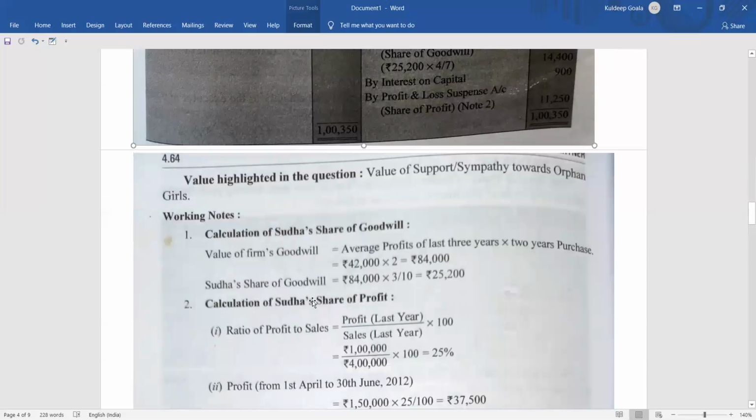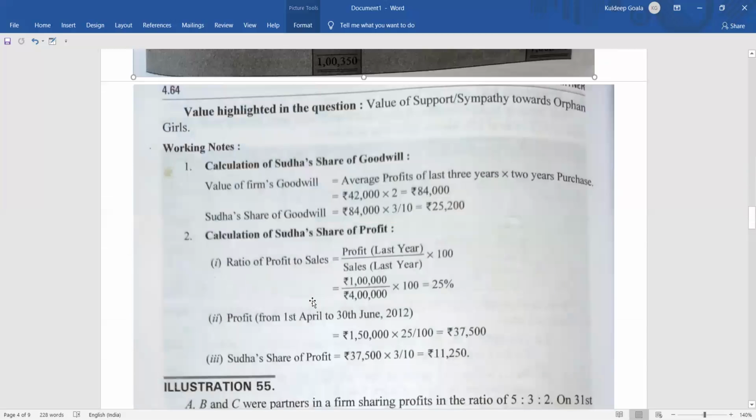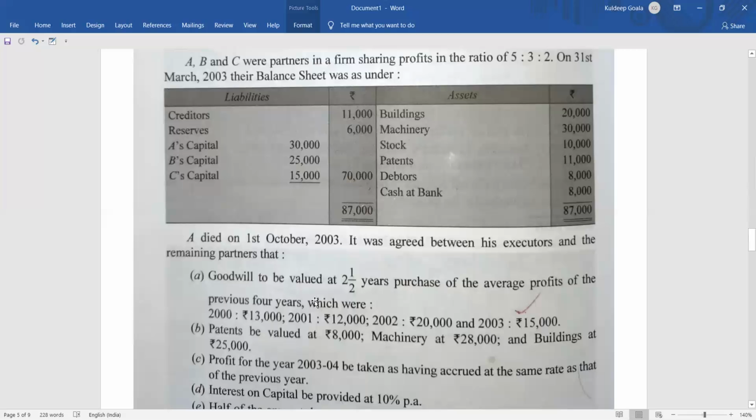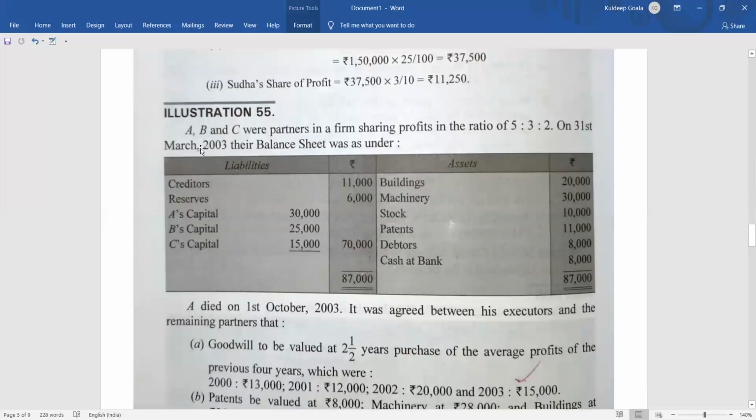Okay, now we will take another question where we'll try to extend it. So here we can see a question. A, B and C were partners in a firm sharing profits and losses in the ratio of 5:3:2. On 31st of March 2003, their balance sheet was as under. In the asset side, we have building, machinery, stock, patent, debtors, cash at bank, and in the liability side, we have creditors, reserve, and partners' capital accounts.